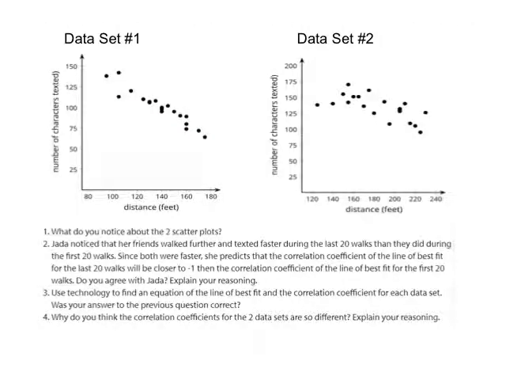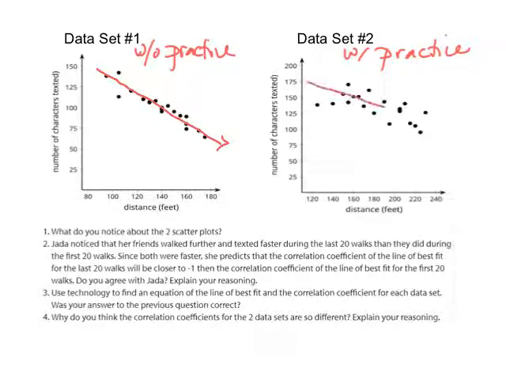All right, here are the two data sets. So the first data set is without practice, and the second data set is with practice. So what do you notice about the two scatter plots? What I noticed is they are both fairly linear, although the first model is a stronger correlation. They're also both decreasing. So I'll draw in a line of best fit through this one and maybe through this one.